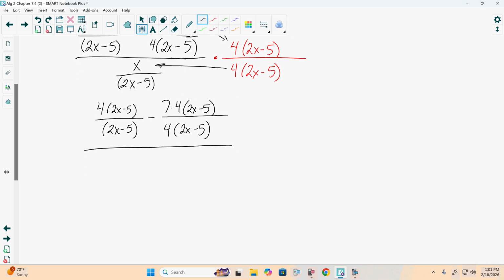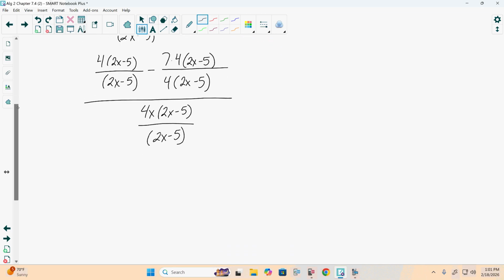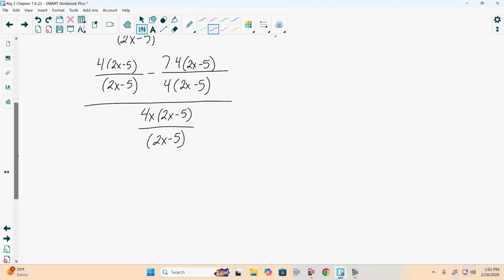Now the denominator, 4 times x, so we have 4x times 2x minus 5 over 2x minus 5. Now we just need to simplify. On bottom, the 2x minus 5 and 2x minus 5 will cancel. And our first fraction on top, the 2x minus 5 and 2x minus 5 cancel. And in the last one, again, the 2x minus 5 and 2x minus 5 do cancel, but also the 4 and 4.